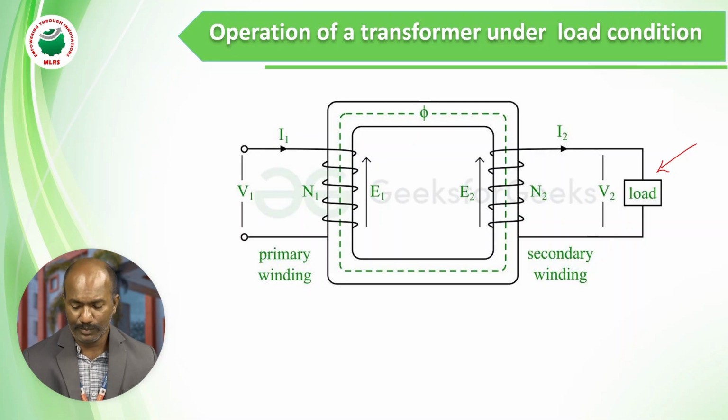Because load is connected in the secondary winding, definitely some current is flowing in the secondary winding, that is I2. Why? Because now it is having a closed path. Under no load condition, it is not having a closed path. That's why there is no current, that is I2 is equal to 0. Now I2 is flowing in the secondary winding.